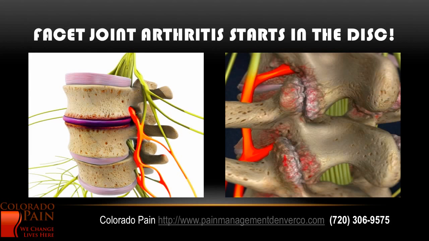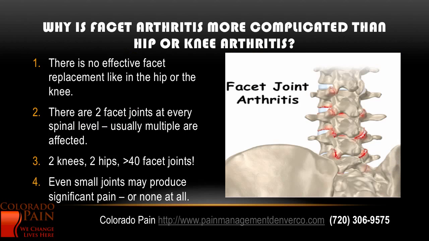Facet joint arthritis begins initially in the disc. This is looking from the front. You can see a healthy disc here, a healthy disc here. This one's degenerative and bulging, and there's a loss of height. Okay, that shifts pressures to the back of the spine. Those abnormal forces can cause arthritis, like you see here with the bony overgrowth and the ratty appearance. Okay, and it can even inflame nerve roots because of the overgrowth.